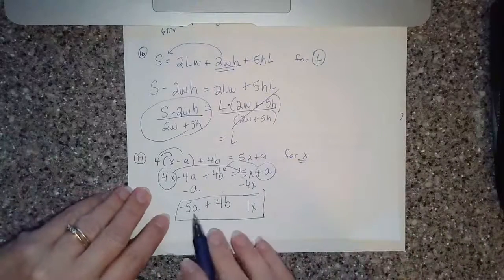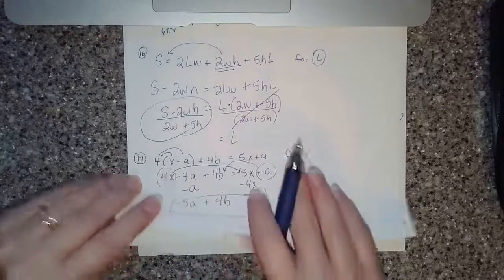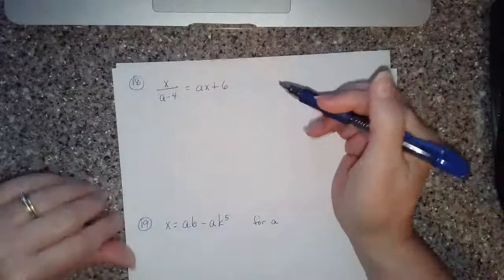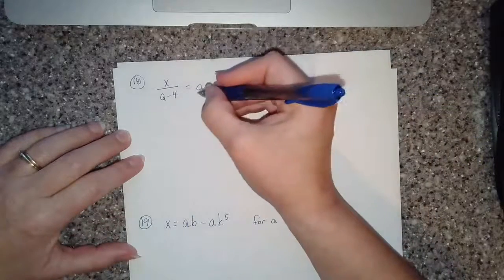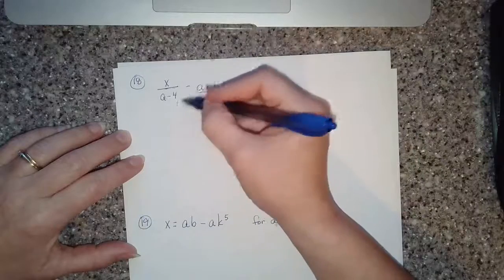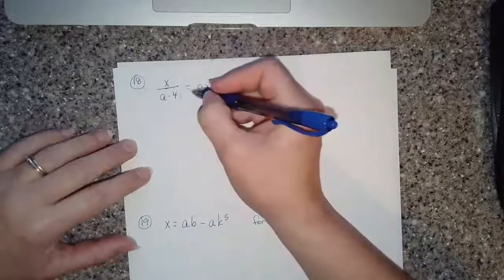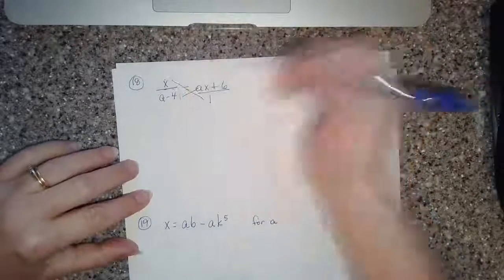On number 18, I would start by getting rid of that fraction. If you see a fraction, clear the fraction. I would put that over 1. You could multiply through by this, your LCD, or you could say this is a proportion, so I can cross multiply. So x times 1 equals x. And then a minus 4 times ax plus 6. I'm going to have to FOIL all that out.